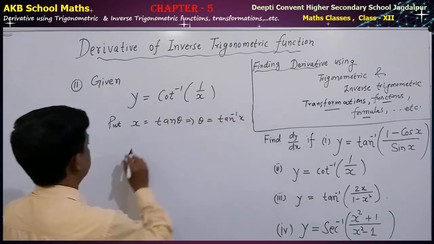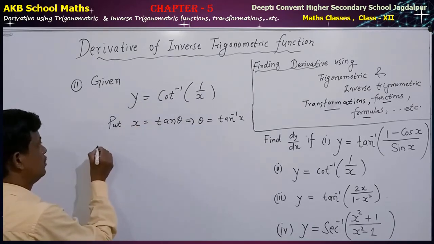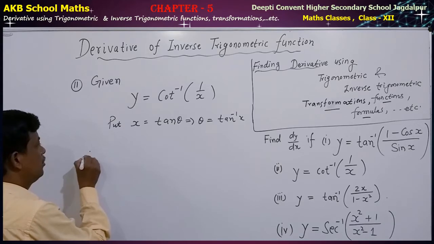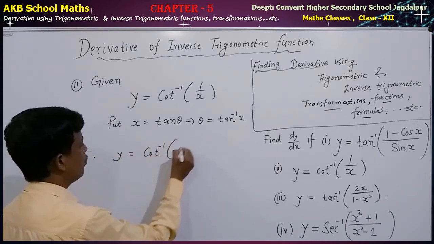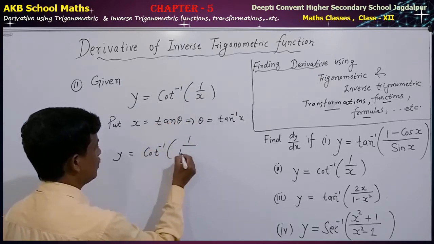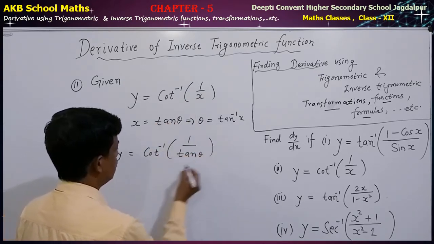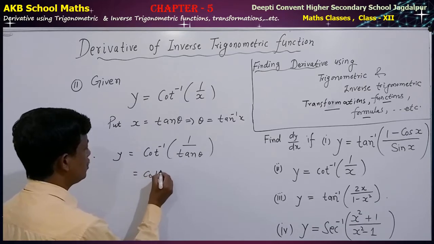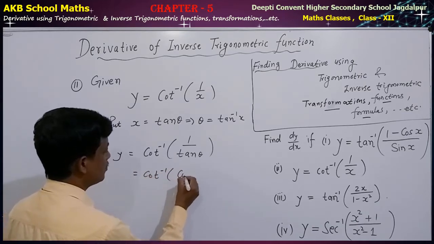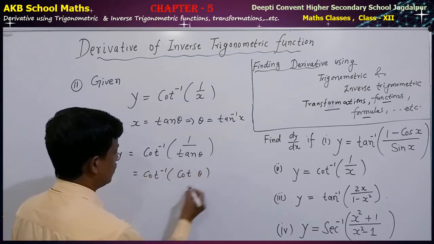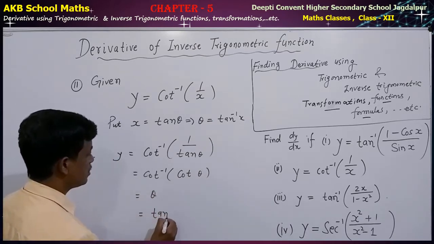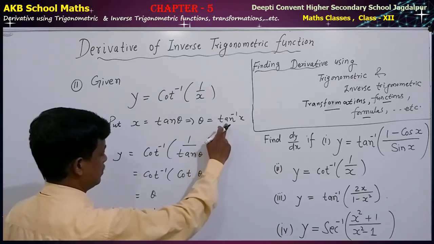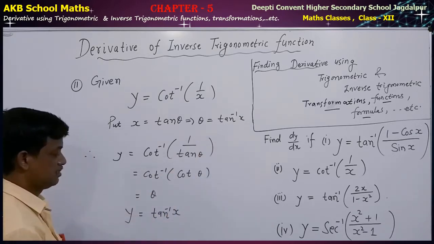Now here, put x equals tan theta. Therefore y equals cot inverse of 1 upon x, which is cot inverse of 1 by tan theta, meaning cot inverse of cot theta, that is theta, that is tan inverse x. So y equals tan inverse x.